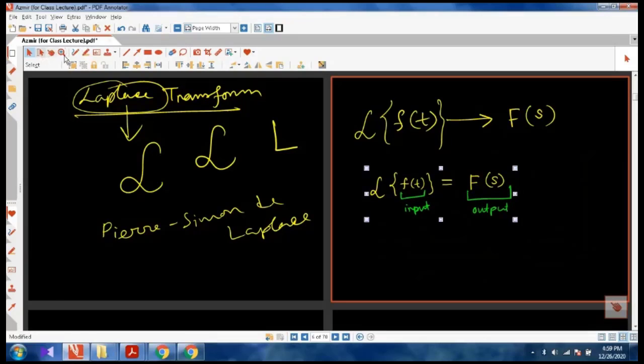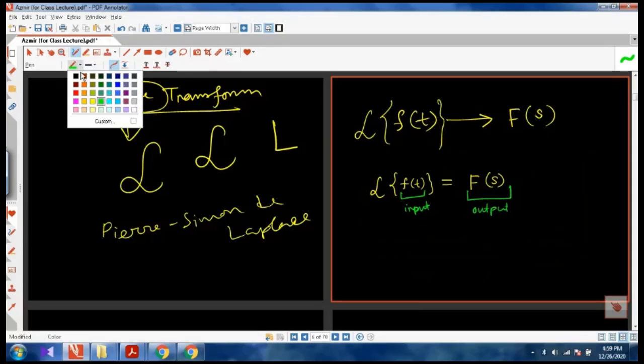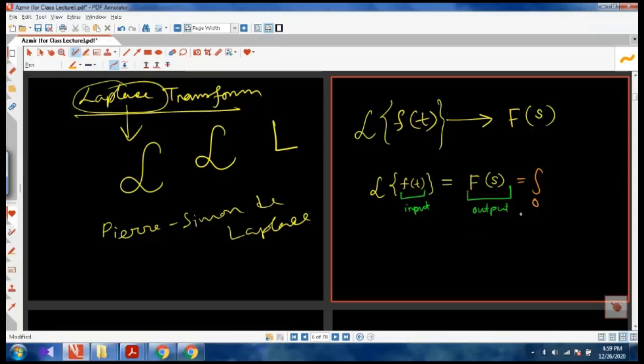So actually these parts can be defined with the improper integral. So Laplace transformation of f of t can be denoted by f of s, but it is nothing but an improper integral. So the improper integral comes from 0 to infinity e to the power minus st f of t dt. That means we are integrating in terms of time variable.